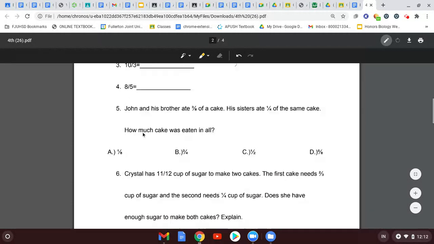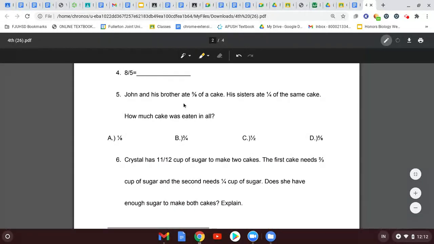The rest do the same thing. John and his brother ate 3/8 of a cake. His sisters ate 1/4 of the same cake. How much cake was eaten in all?